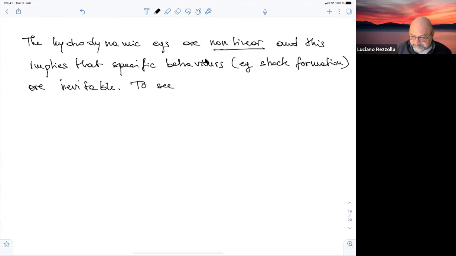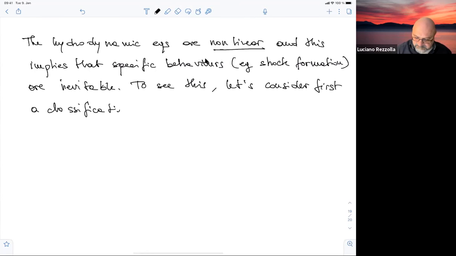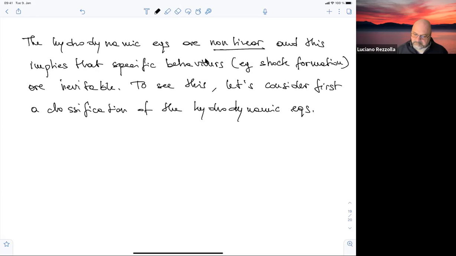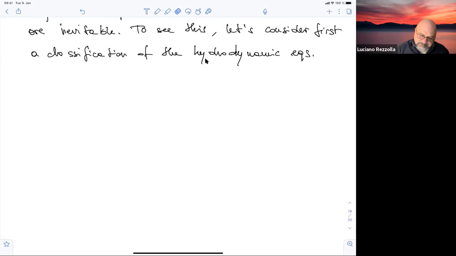To see this, let's consider first a classification of the hydro equations. So, and the classification goes as follows.